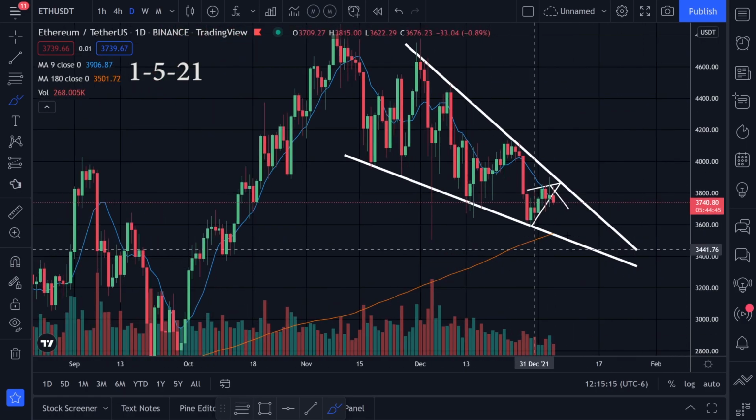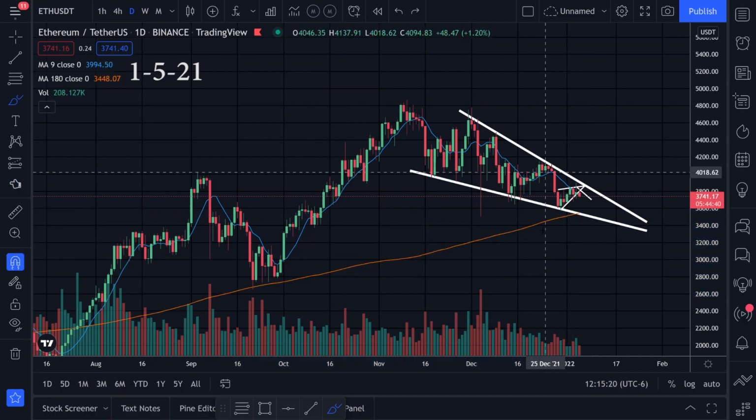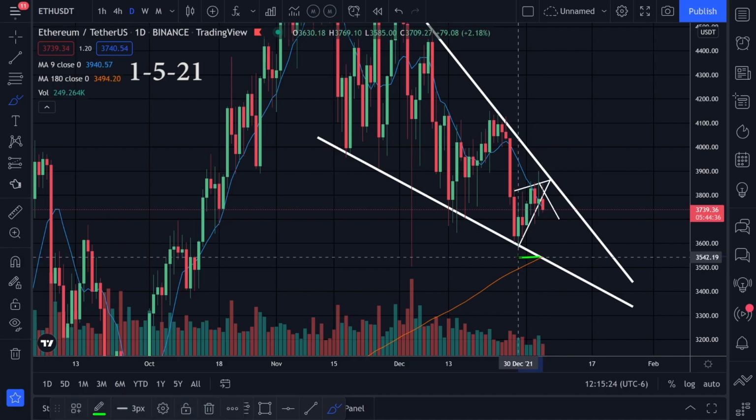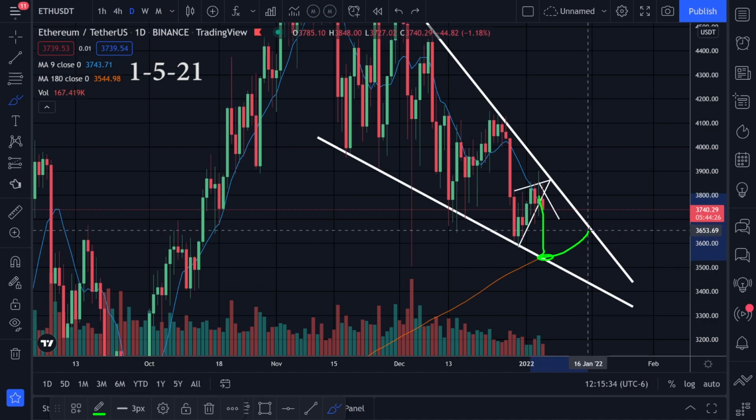If we look, we have this 180 moving average coming along all along right here. And this 180 moving average right now is sitting at around 3,547, 3,550 approximately. So what I'm thinking is we might come down and hit that 3,550, then get a bounce, hopefully, and then we'll be able to break through this falling wedge.